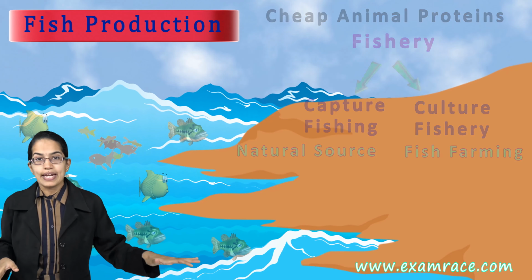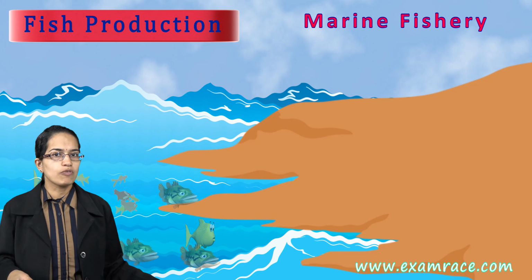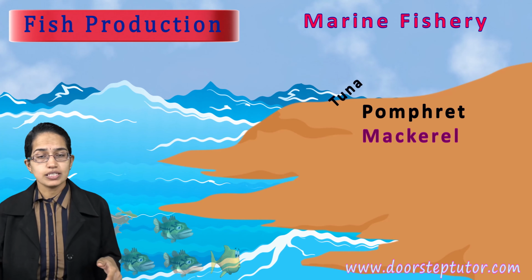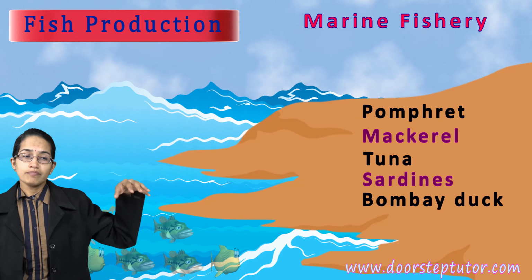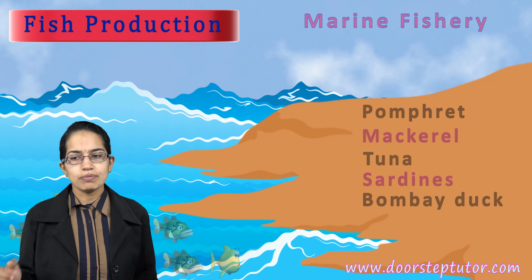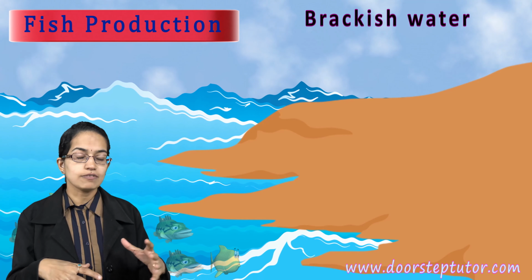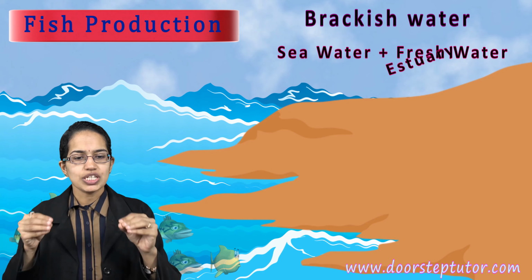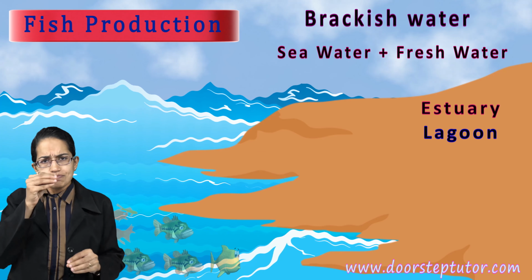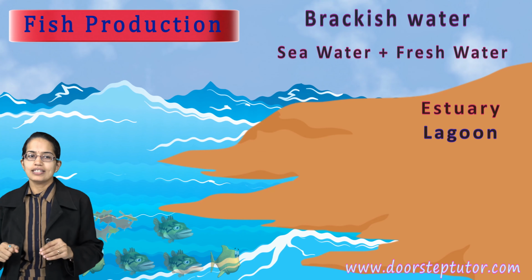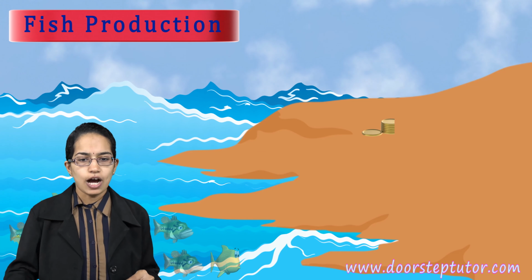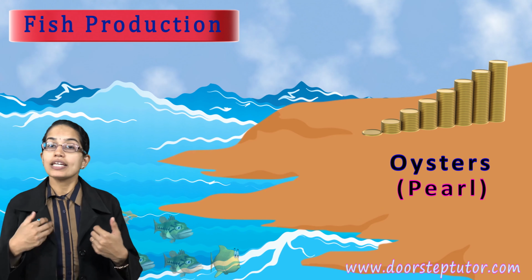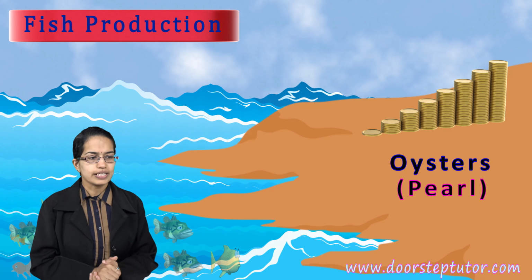Again, it could be marine, which is deep into the waters. Pomfret, mackerel, tuna are some of the examples of marine fishery. And then you have the brackish water. Brackish water is a region where sea water and fresh water mix, mainly in the areas of estuaries, lagoons. And most of the fishery that is done is based on the economic output. So let's say from the oysters you have pearls. So it's an economic value for the marine fish that is seen.